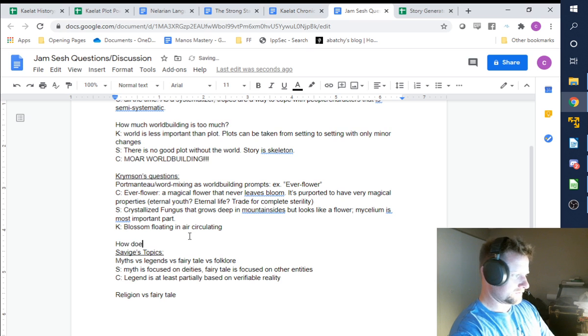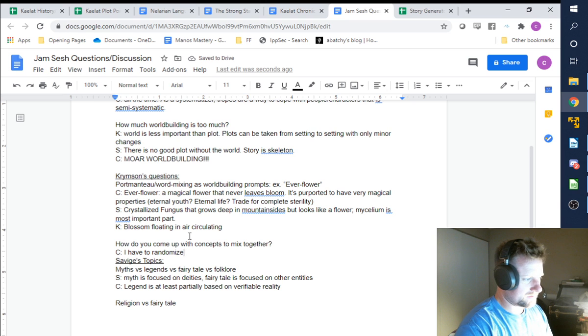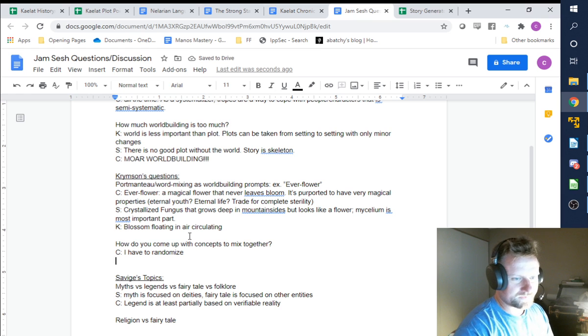There we go. How do you come up with concepts to mix together? I definitely have to randomize. Yeah, but you randomize from elements that you already understand, no? I guess. So those initial elements, those ones that you fundamentally understand, where do those come from? I'm not following. My brain is breaking.